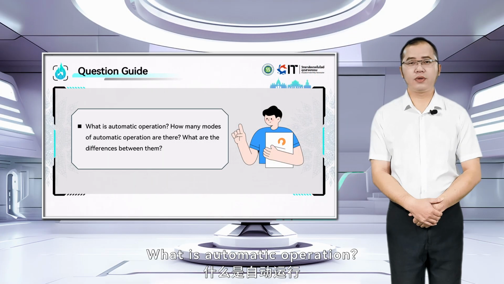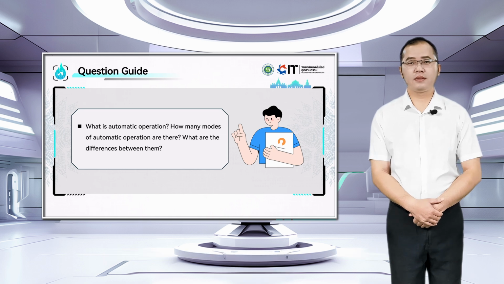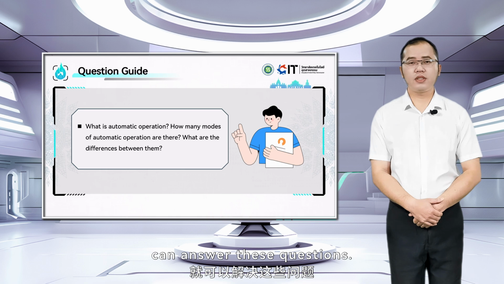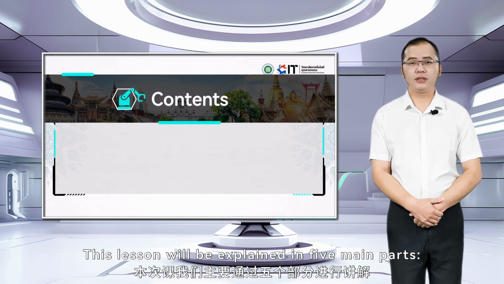What is automatic operation? How many modes of automatic operation are there? What are the differences between them? The content of this lesson, automatic operation mode and type of robot, can answer these questions. This lesson will be explained in 5 main parts.